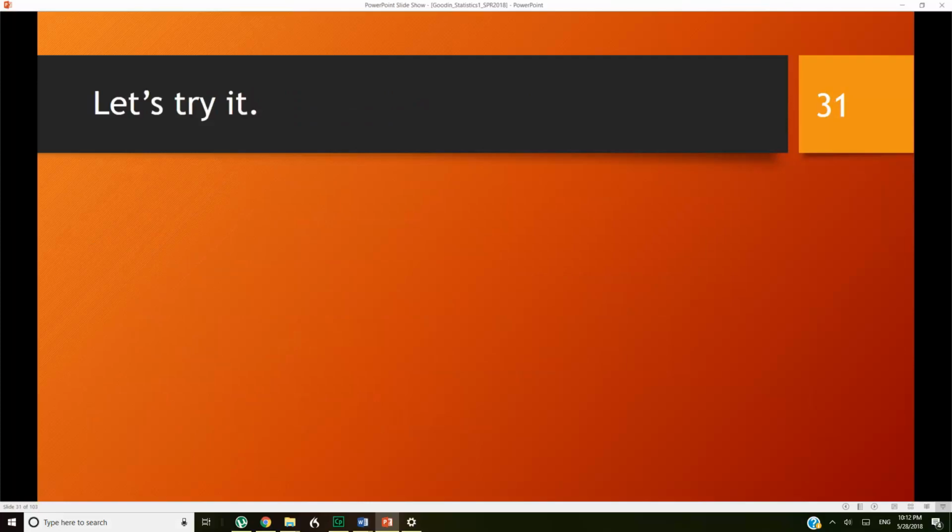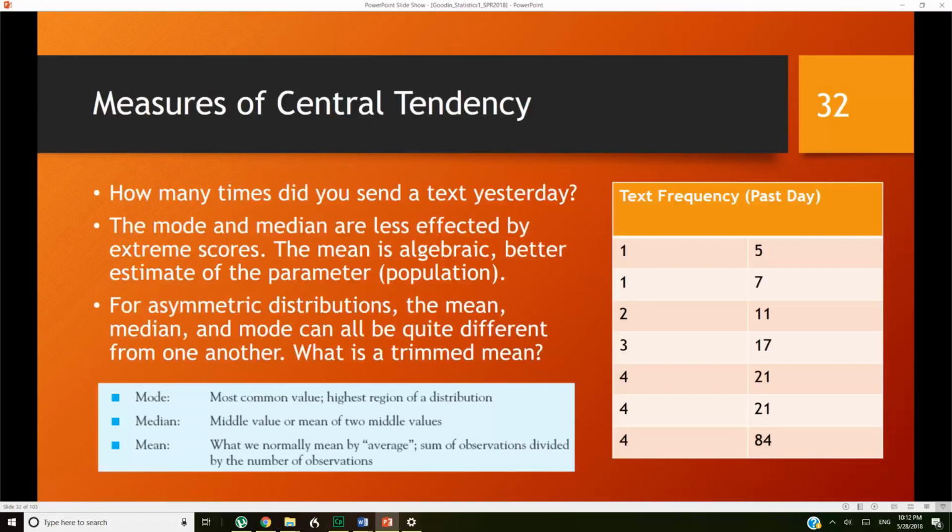Using the program of your choice with the data that you have, try adding an outlier to see how plotting a graph will change. We'll get to measures of central tendency in the next lecture.